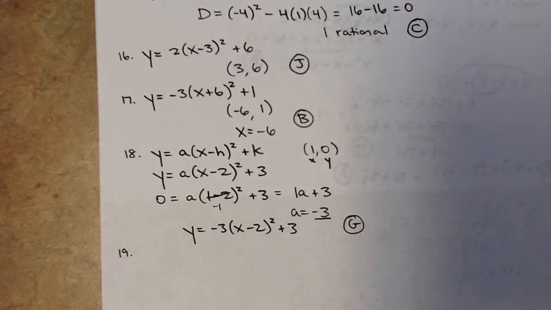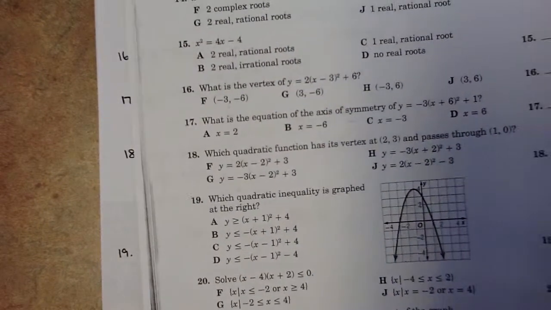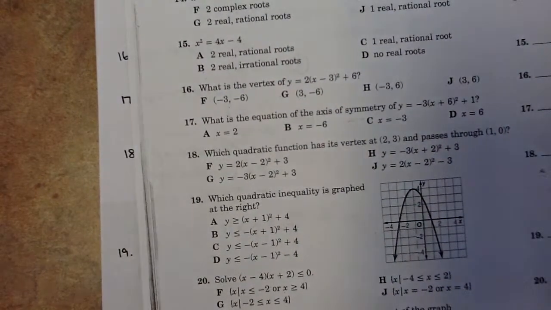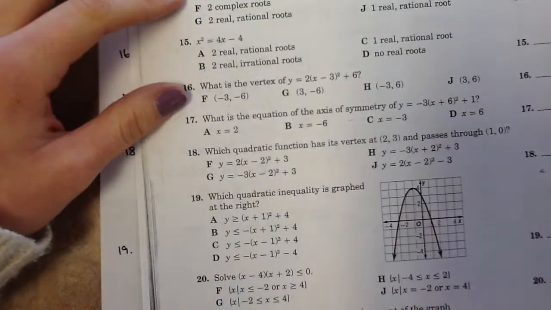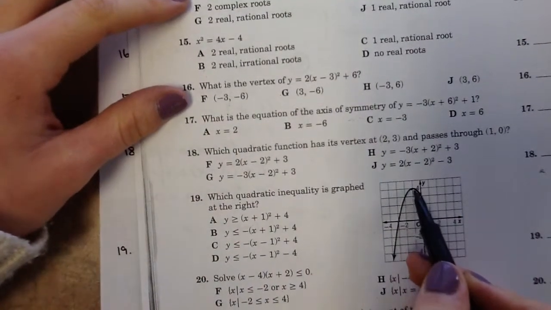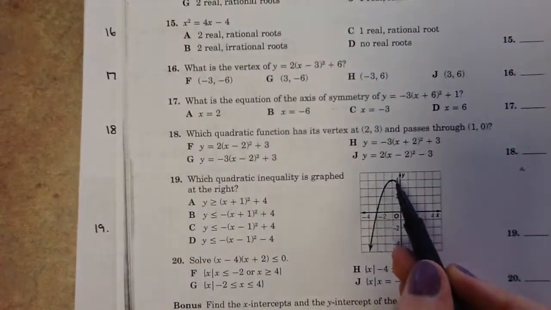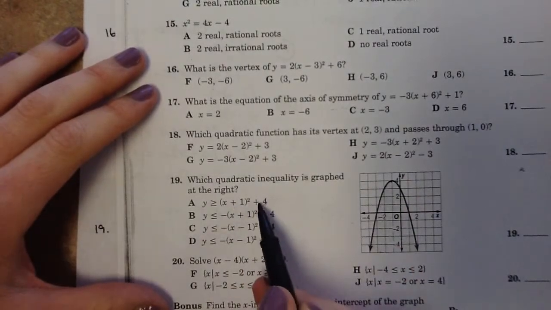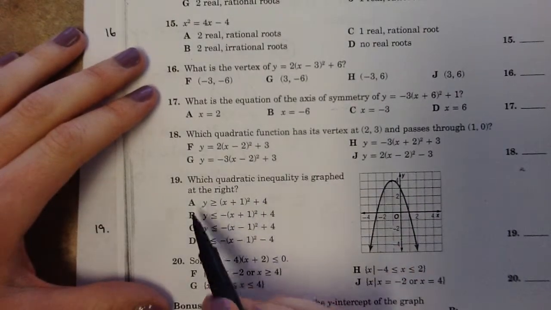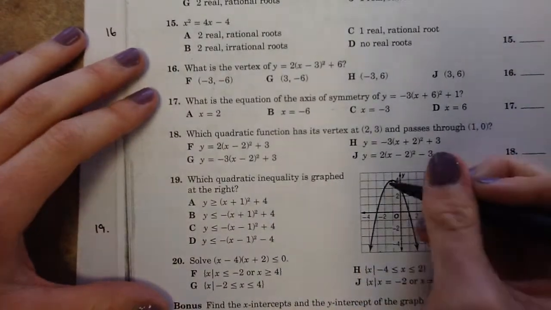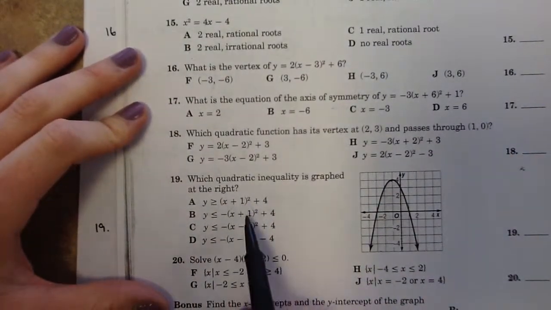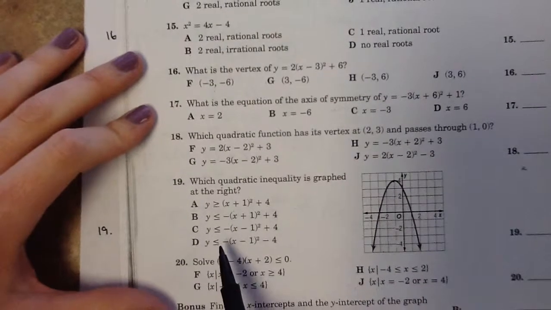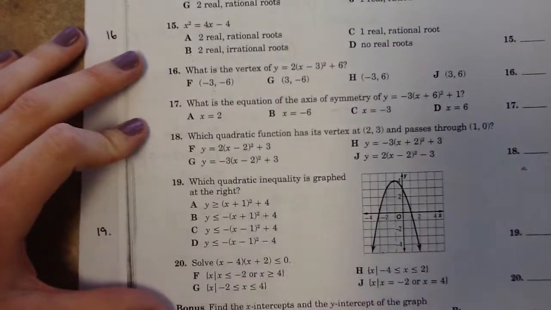Okay, 19. Which one is graphed at the right? All right, let's figure this out. Let's start with the vertex. The vertex is the high point right here. The vertex is negative 1, positive 4. Okay, so negative 1, positive 4 means I should have a plus 1 and then a plus 4. So it's either A or B. Remember, x lies. The fact that this is a negative 1 means I should have a plus 1 inside the parentheses. So these two are out.